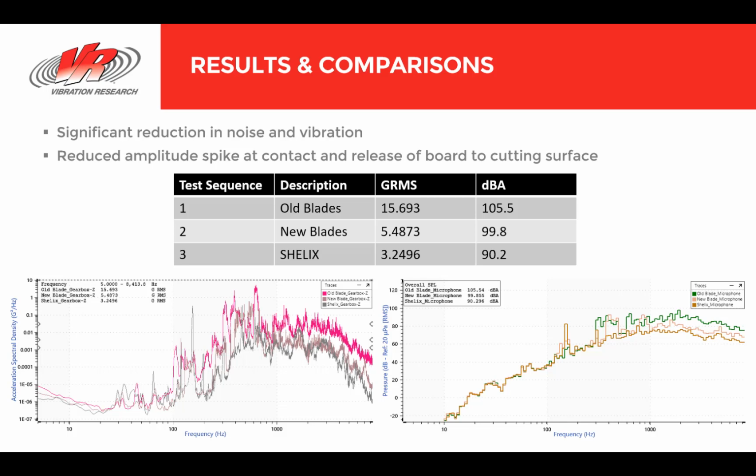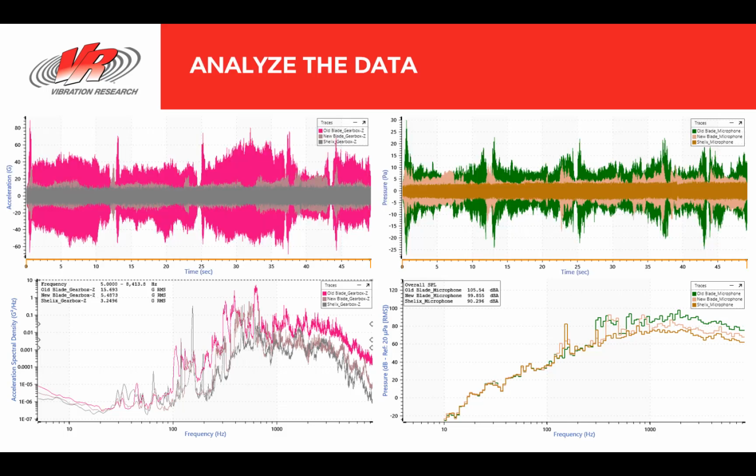And the other thing that was really interesting, if we flip back here, you can see that that Helix head does not have that large spike when the boards make contact. Oddly enough, it actually gets slightly quieter when it is cutting. And the reason for that is because there are always knives in contact, but it's not losing contact or changing the amount of contact throughout the board's pass through the planer.